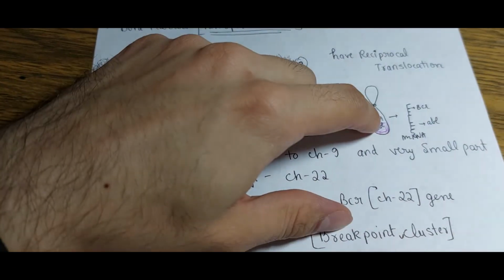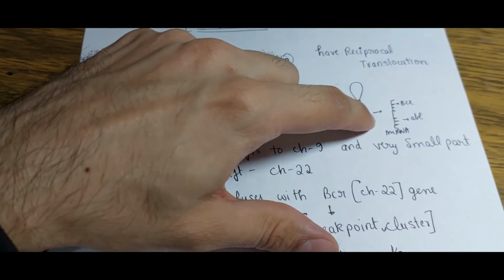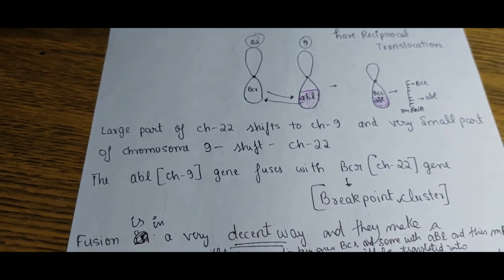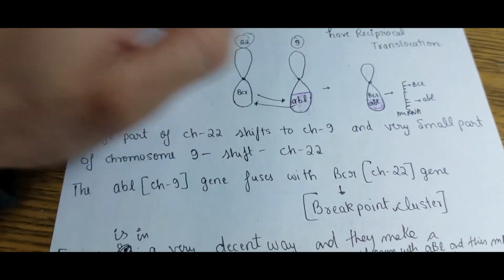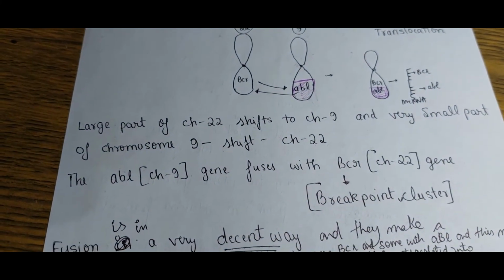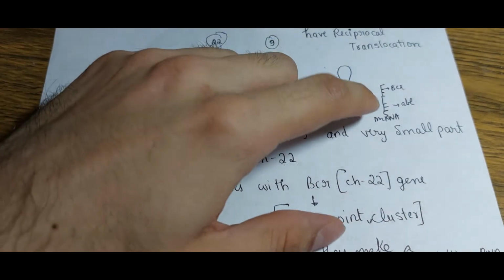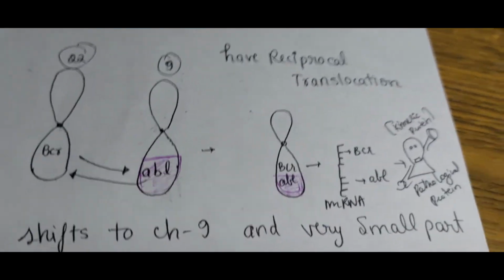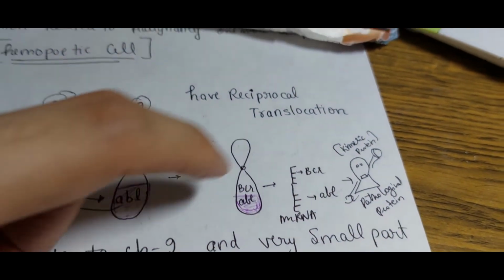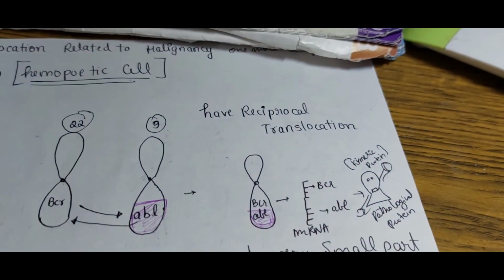The fusion of the BCR and ABL genes makes an mRNA. This gene formation will make an mRNA that has some complementary area of BCR and some complementary area of ABL, and this mRNA will be translated into a pathological protein. That protein is called a chimeric protein.